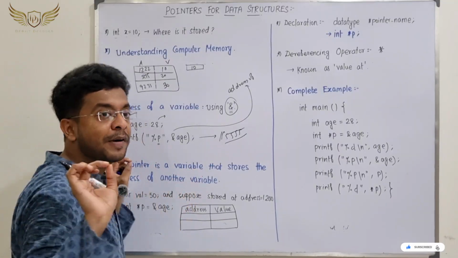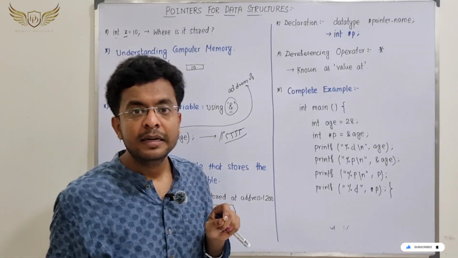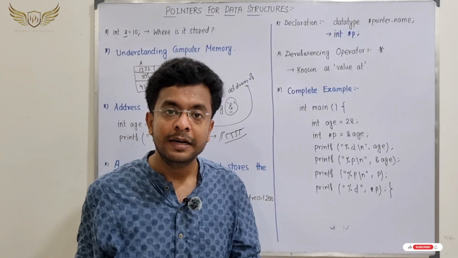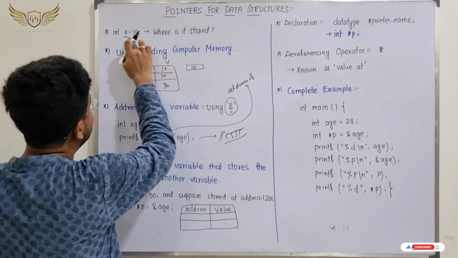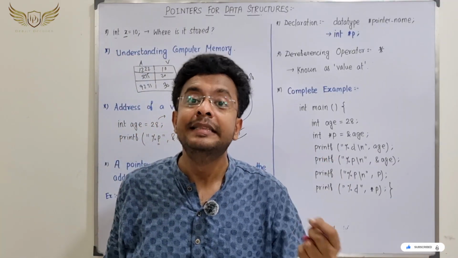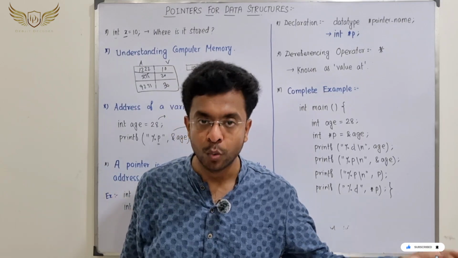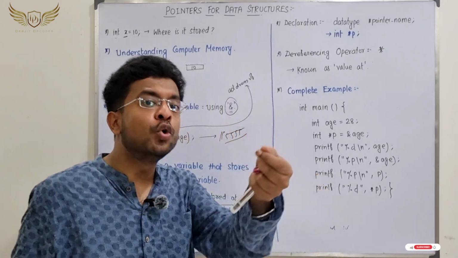First of all, see this x, what is this x? This x is a variable as well. Now this pointer is also a variable. It is a normal variable. What does this normal variable do? This normal variable stores a value. I hope it is clear.